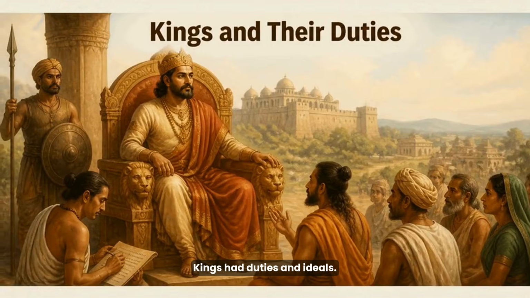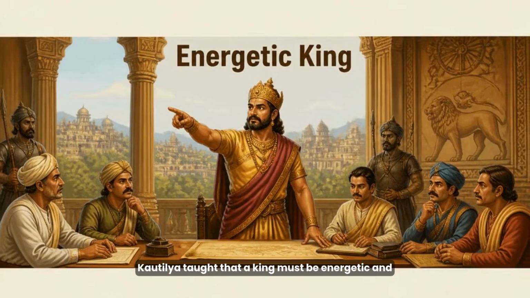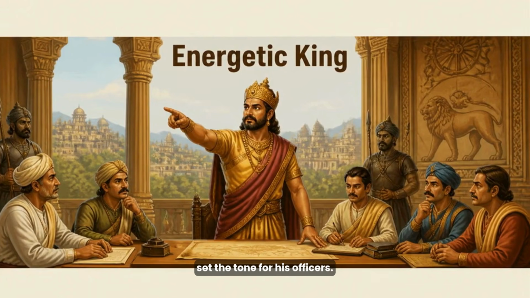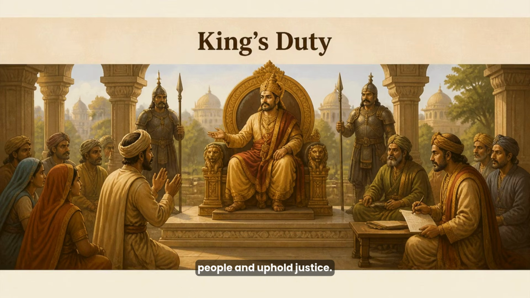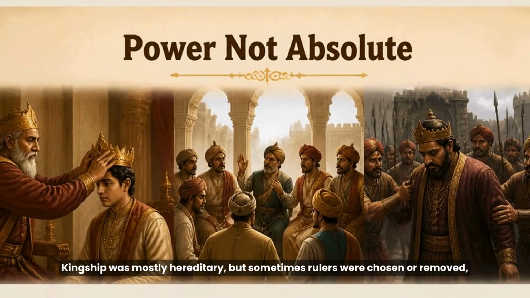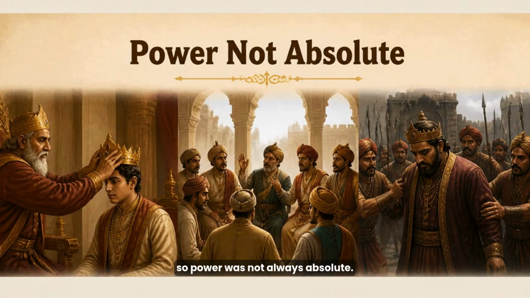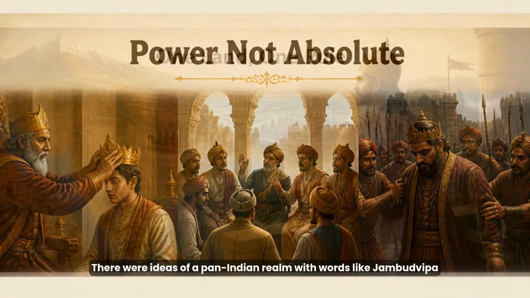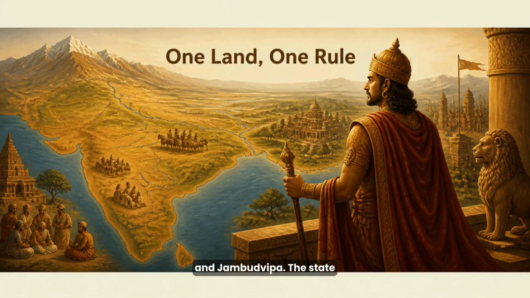Kings had duties and ideals. Titles like Raja, Maharaj, and Samrat show rising power. Kautilya taught that a king must be energetic and set the tone for his officers. Coronation oaths and texts like the Shanti Parva said kings must protect people and uphold justice. Kingship was mostly hereditary, but sometimes rulers were chosen or removed, so power was not always absolute. There were ideas of a pan-Indian realm with words like Jambudvipa and Chakravarti describing sovereignty over the land.